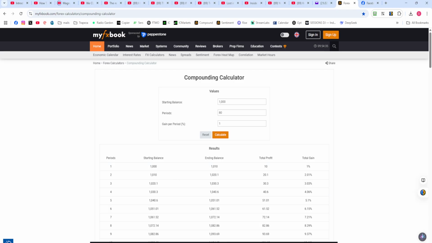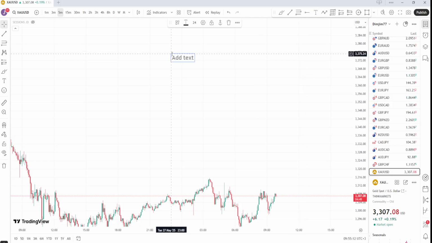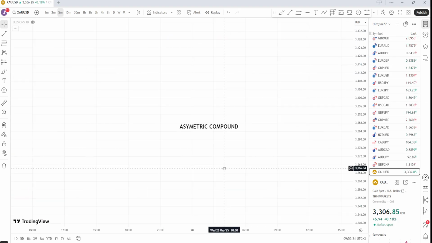Now let me share my TradingView, and let me find it here, capture window, and see how it works. And we go over to TradingView, and great. Now you can see my TradingView. Now let's go over to the asymmetric compound, what it is, how it works. All right.